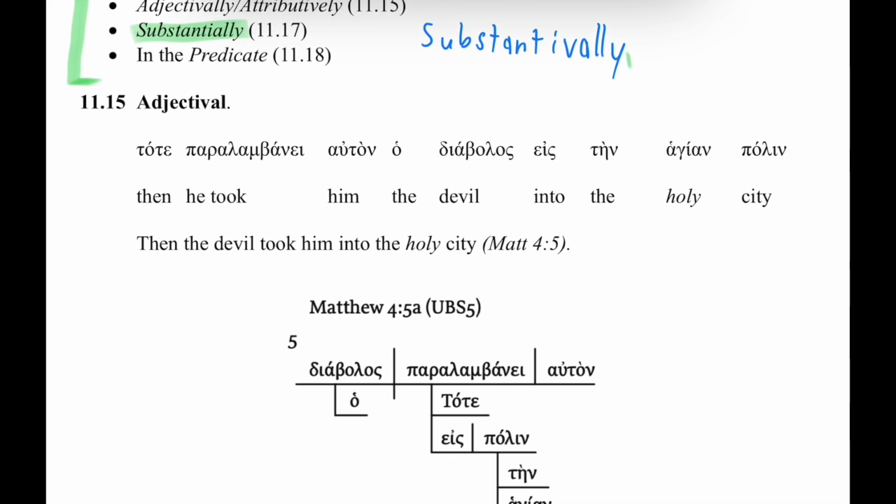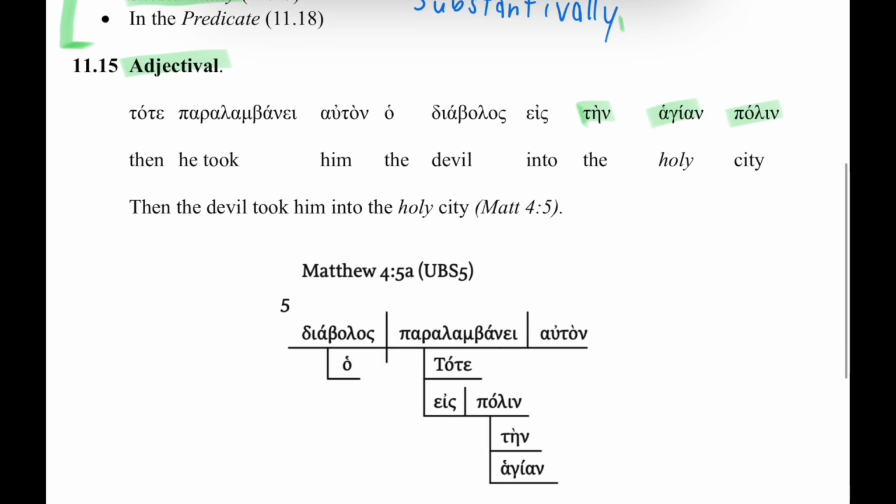So the adjectival use of the Greek adjective. An example here from Matthew 4:5. Tote paralambanei auton ho diabolos eis tēn hagian polin. I should have been highlighting those as I went, but roughly the way that Mounce does that in his interlinear is, then he took him, the devil, into the holy city.